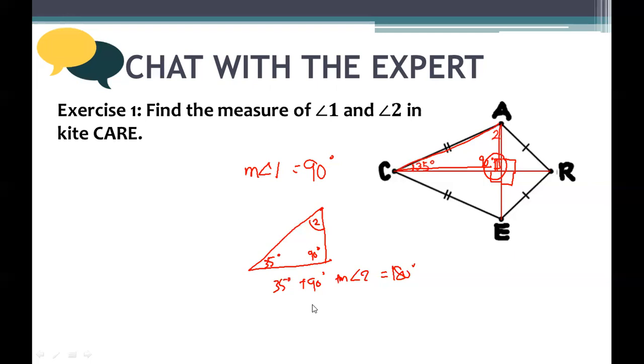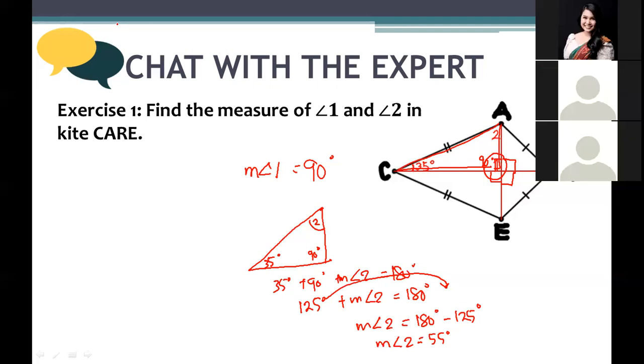Now, 35 plus 90 is 125 degrees. Plus the measure of angle 2 equals 180 degrees. We move it to the other side. So we have the measure of angle 2 equals 180 degrees minus 125 degrees. So the measure of our angle 2 is 55 degrees. Any questions? Or give me a thumbs up if you have understood this exercise. Okay, very good. Let's go to the next theorem.